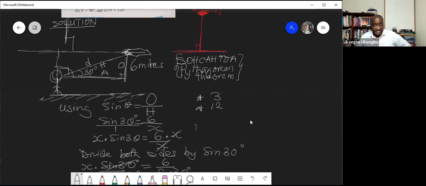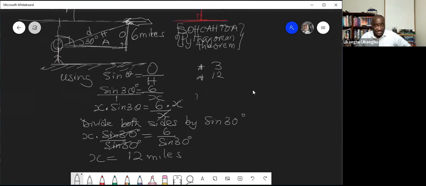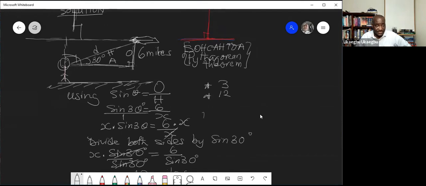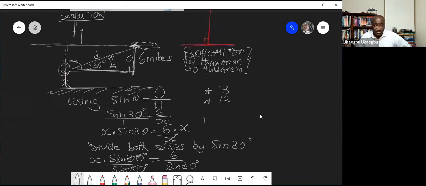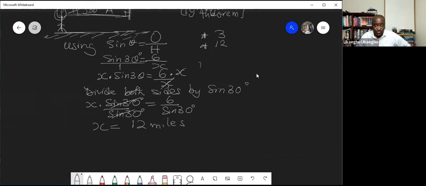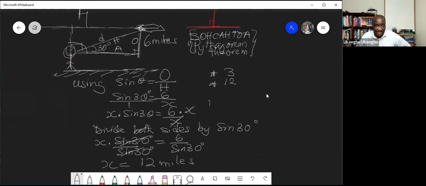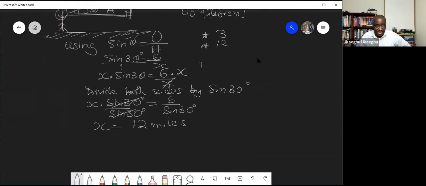On the other hand, the little difficult part would be when it says at 120 degrees. That one is a little more difficult. That one we might need to redraw our diagram. So let's try to redraw our diagram.